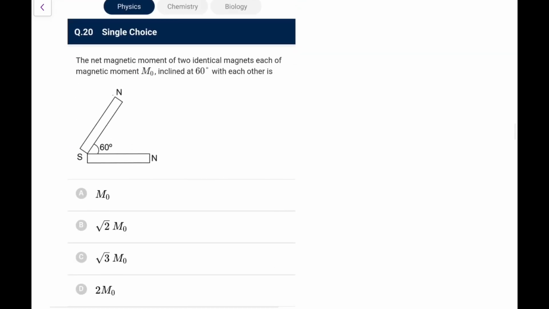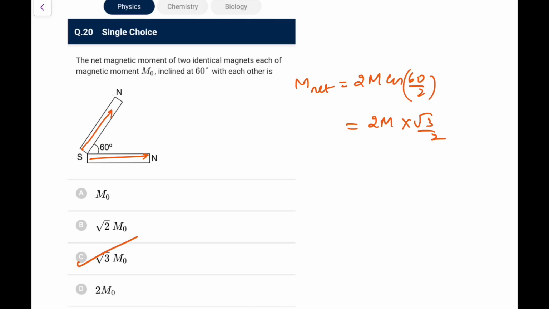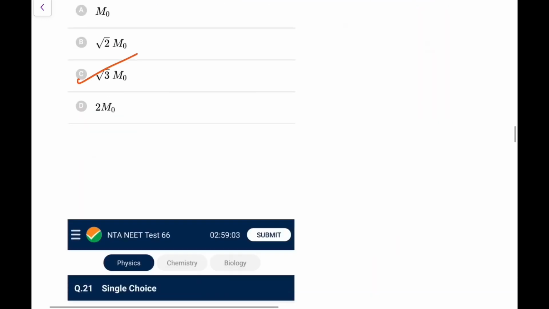Next, the net magnetic moment of two identical magnets, each of magnetic moment M not, inclined at 60 degrees with respect to each other, is, because both are like this. This is M1, this is M2, both are at 60 degrees. We say it is a vector quantity. So the net, because of the two equal vectors, I can write it to be 2M cos of 60 by 2. Or you can use the formula under root a square plus b square plus 2ab cos theta. So that would be 2M cos 30. Cos 30 is root 3 by 2. So it is root 3 M, or root 3 M naught, whatever you wish. Next.